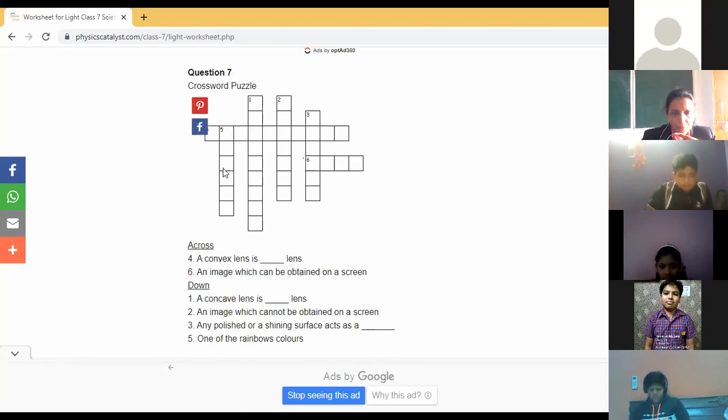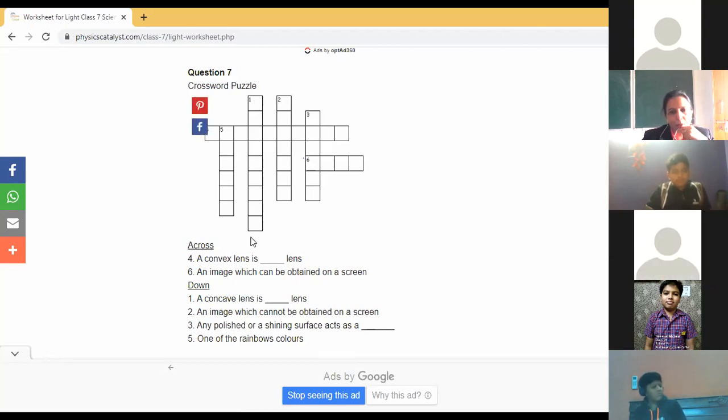One of the rainbow's colors. Number 5. See, we have to use one of the colors. And in fourth, what did we fill? DI. In fourth we filled diverging lens. So it will be, ma'am, indigo. I-N-D-I-G-O. Indigo. So we have got it.